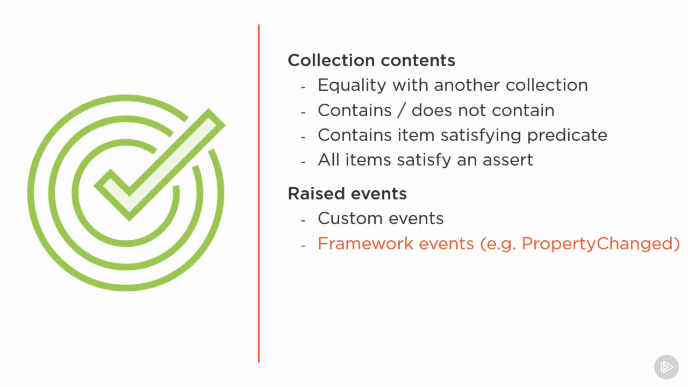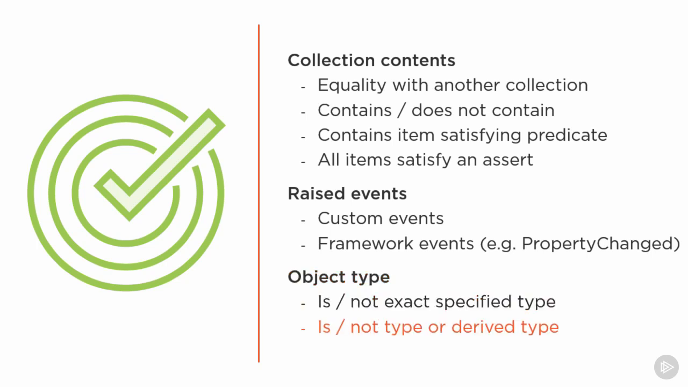We can check the code we're testing raises events as expected, so these could be custom events or framework events such as the property changed event from the INotifyPropertyChanged interface. We can also write asserts to check that the result is of a specific type, so we can assert that the type should be an exact match, or that it can also be a derived type.